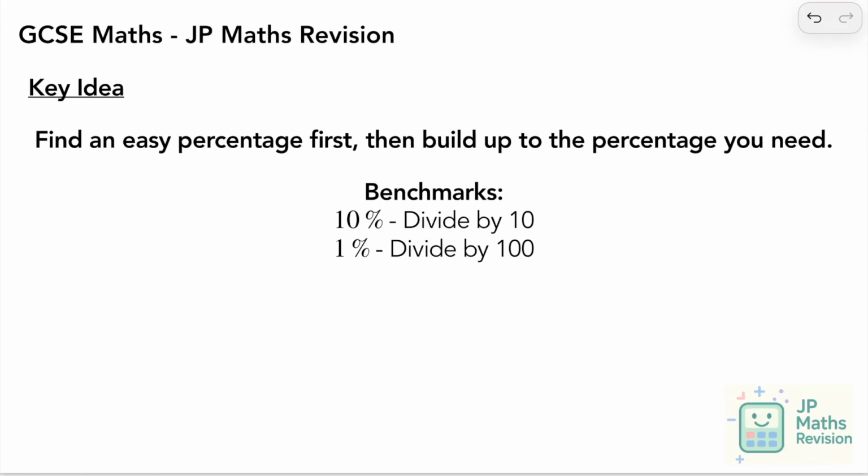So the key idea is to find an easy percentage first and then build up to the percentage that you need. So common benchmarks we use are 10%, which is simply to divide by 10, and 1% is to divide by 100.